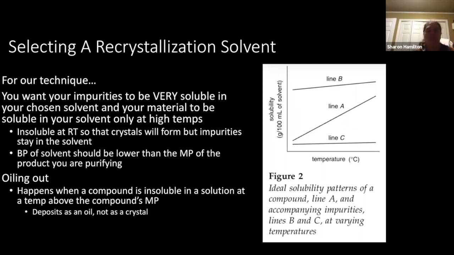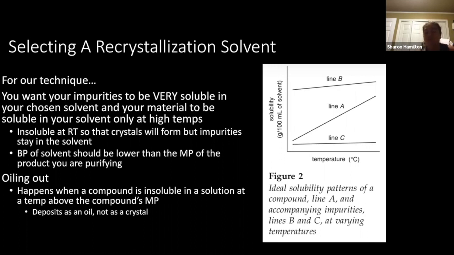So remember, the boiling point of your solvent should be lower than the melting point of the product you're purifying. You can look all of this information up. Not only that, but it's probably in your lab book. Certainly you can find it online. If the boiling point of your solvent is not lower than the melting point of your product, then something called oiling out occurs. And what that means is that your product is deposited as an oil, not as a crystal, because the compound is insoluble in a solution at a temperature above that compound's melting point.